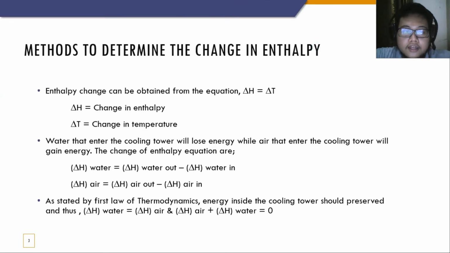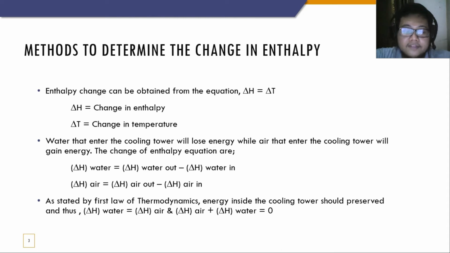There are methods to determine the change in enthalpy. Enthalpy change can be obtained from the equation delta H equal to delta T, where delta H is change in enthalpy while delta T is change in temperature. Water that enters the cooling tower will lose energy while air that enters the cooling tower will gain energy. The change of enthalpy equations are delta H water equal to delta H water out minus delta H water in, and delta H air equal to delta H air out minus delta H air in.